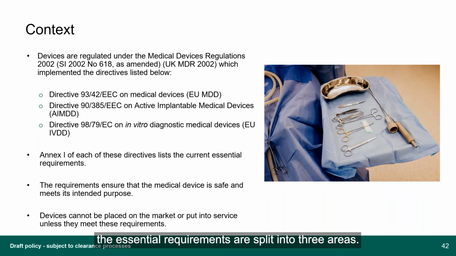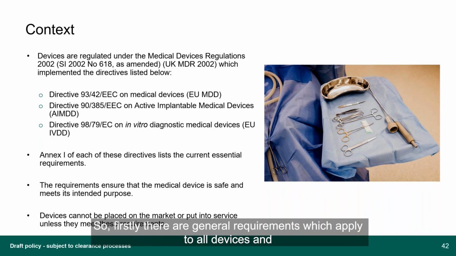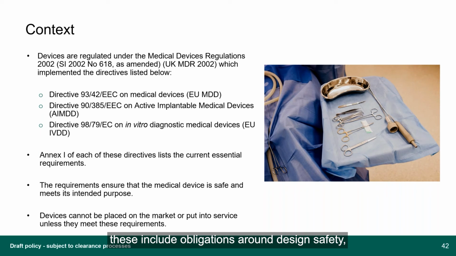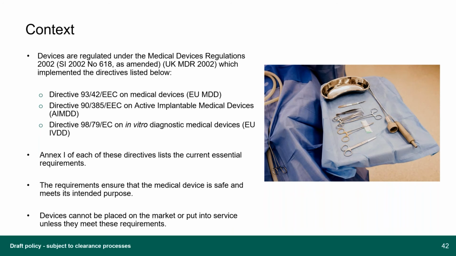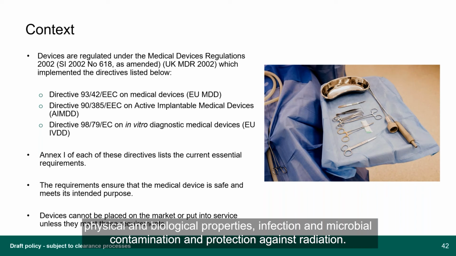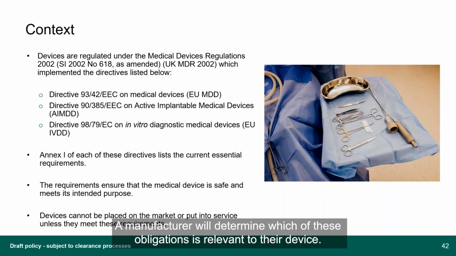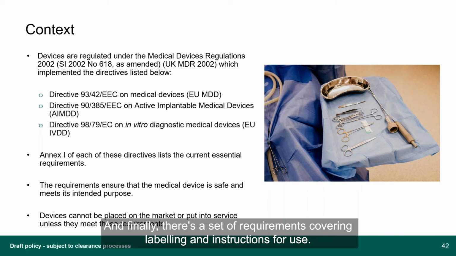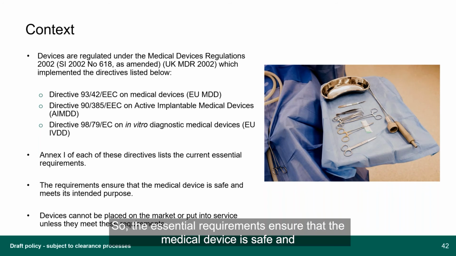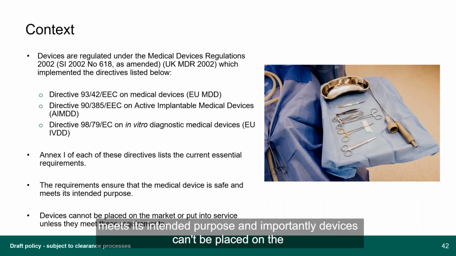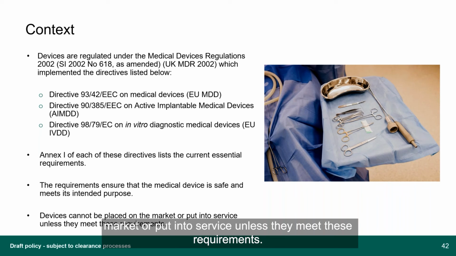In terms of what they cover, the essential requirements are split into 3 areas. So firstly, there are general requirements which apply to all devices, and these include obligations around design safety, risk mitigation and transport and storage. The second set of requirements cover design and construction. So for example, chemical, physical and biological properties, infection and microbial contamination and protection against radiation. A manufacturer will determine which of these obligations is relevant to their device. And finally, there's a set of requirements covering labelling and instructions for use. So the essential requirements ensure that the medical device is safe and meets its intended purpose. And importantly, devices can't be placed on the market or put into service unless they meet these requirements.